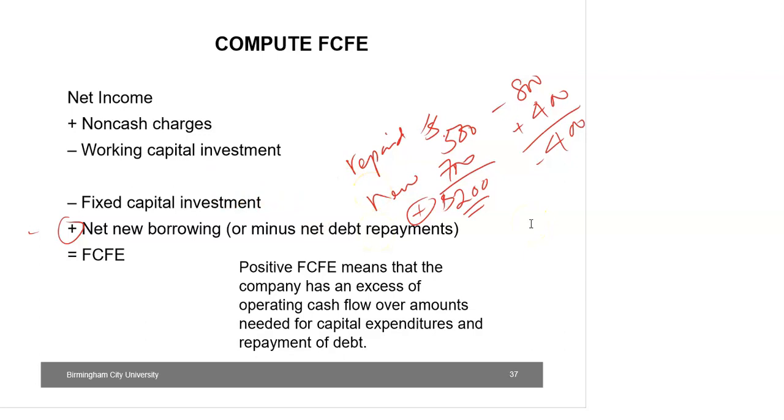Positive free cash flow to equity implies that the company has excess operating cash flows over amounts needed for capital expenditures and repayment of debt. This would be available for distribution to shareholders.